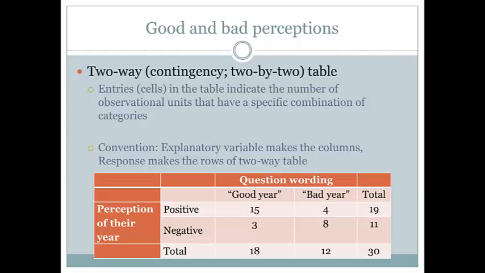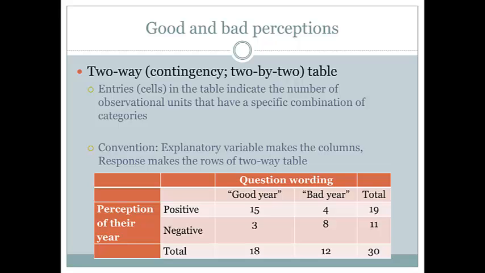Recognizing this, we can create something called a two-way or contingency table. Each cell or entry in the table indicates the number of observational units that have a specific combination of categories. So for example, 15 individuals got the good year question and indicated a positive perception of their year. Similarly, 4 people received the bad year question and indicated a positive perception of the year. 3 and 8 are the other two entries in the table. And then around the edges of the table we have the totals, the column and the row totals.